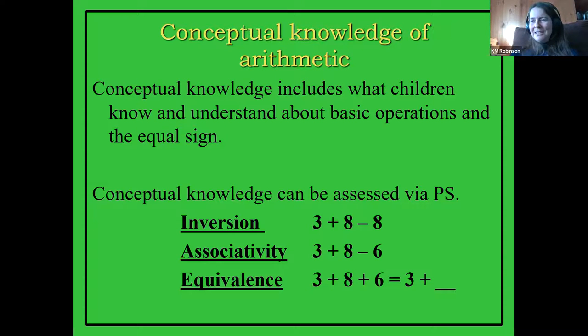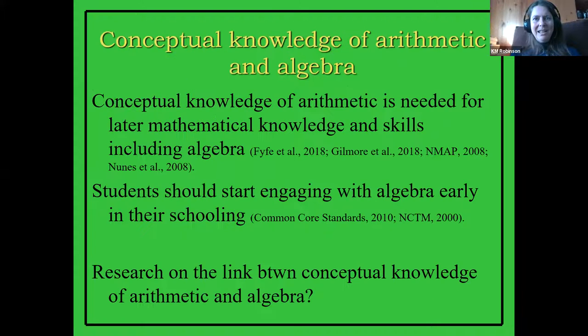And then for equivalence, to be able to solve these problems successfully, you need to understand that you need to make both sides equal. And there's a couple of ways that you can do that. You can add all the numbers on the left and then figure out what plus 3 would make that total, or you can just cancel out the 3s on each side and just add 8 and 6. So we can look at conceptually based strategies to get a sense of what children understand about arithmetic operations and the equal sign. When it comes to algebra, there's been quite a few researchers.